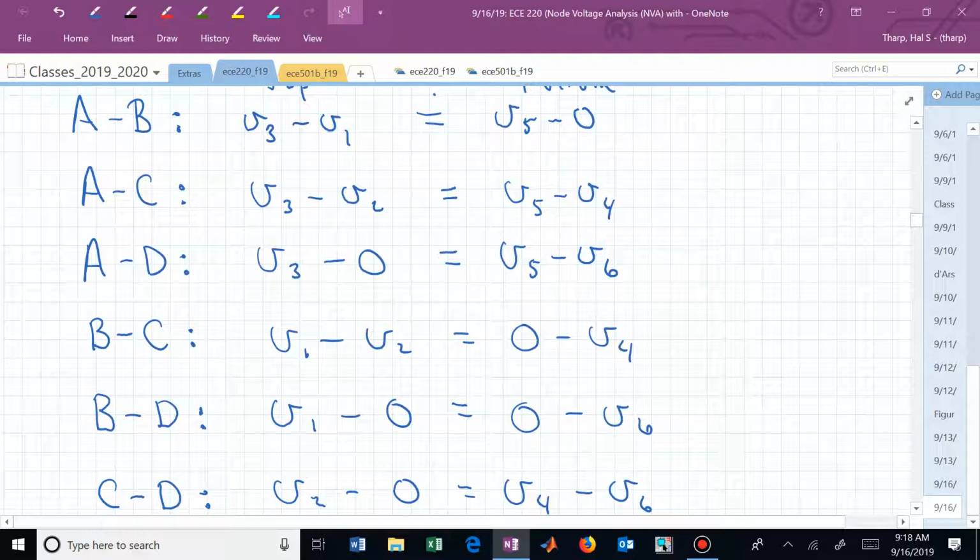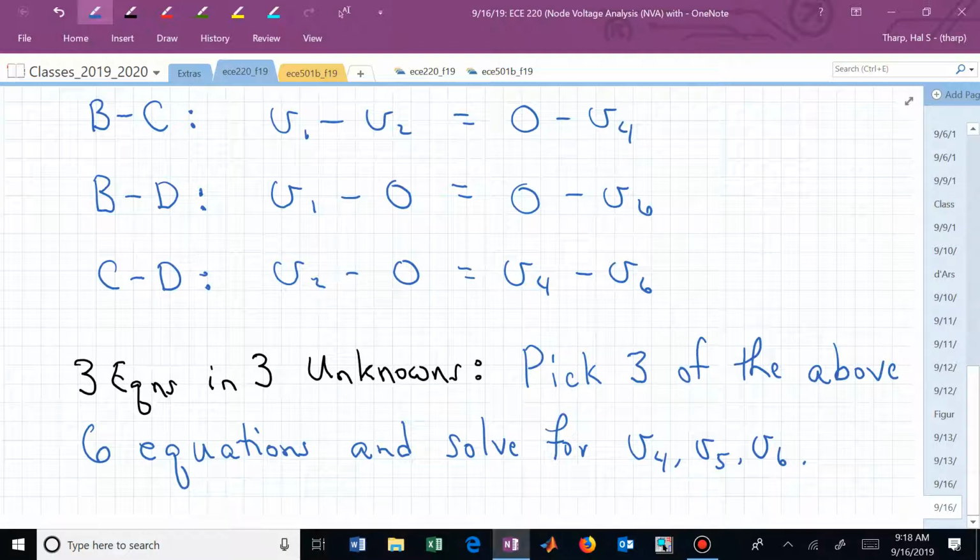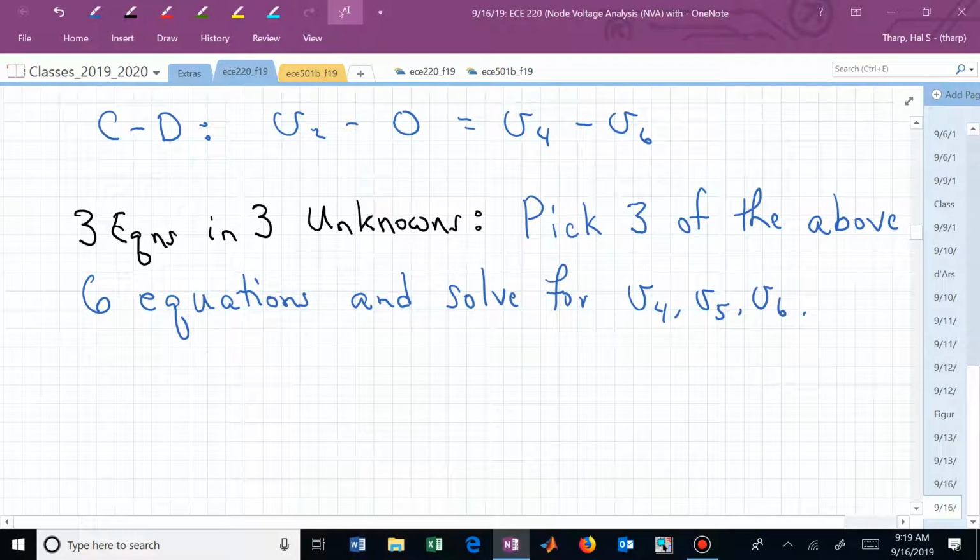What if we took the top 3 equations? Not that they're rated the top, they're just the first 3 that we did. But here what I'm saying is 3 equations and 3 unknowns. We can pick 3 of the above 6 equations and solve for V4, V5, and V6. Suppose we pick A to B.